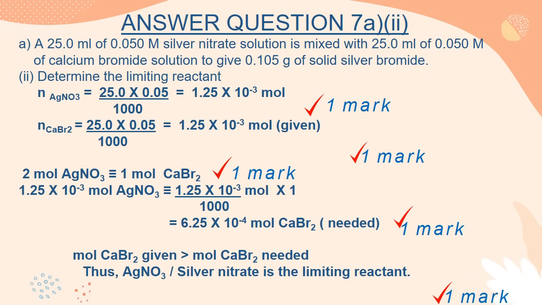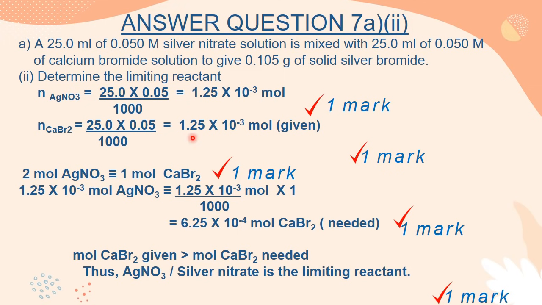Question number 2. Determine the limiting reactant. Okay, so first step, we calculate number of mole for each reactant, which is silver nitrate and calcium bromide. So we have 1.25 times 10 power of minus 3 mole silver nitrate and also 1.25 times 10 power of minus 3 mole of calcium bromide. Mole of silver nitrate and calcium bromide are equal because we have same volume and same concentration.